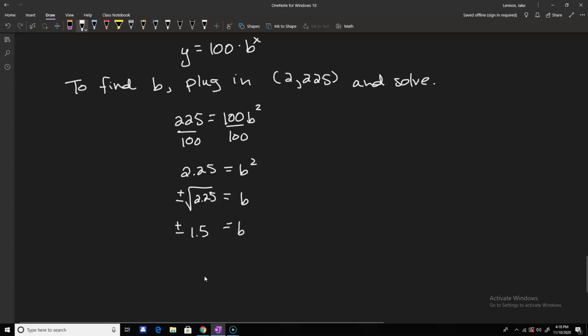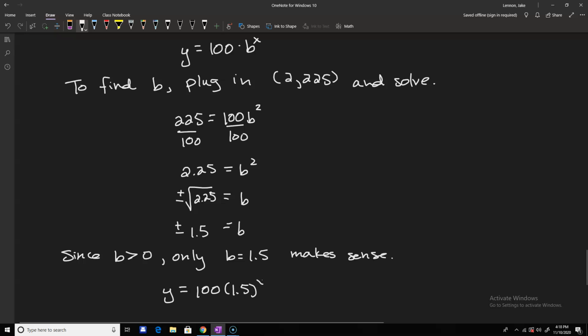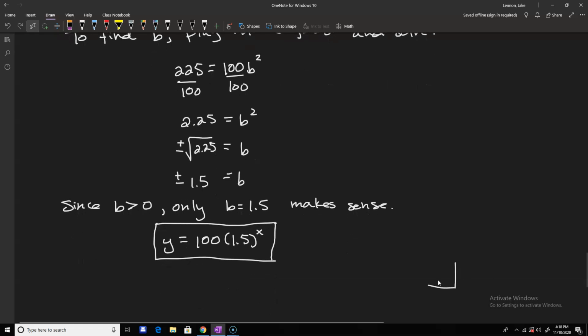But remember, the definition of the exponential function requires that the base is positive. So in this case, only b equals 1.5 makes sense. So we end up with our answer, y equals 100 times our base of 1.5 raised to the x. And that is the equation that represents the exponential function that will pass through those 2 points. So that is pretty neat.